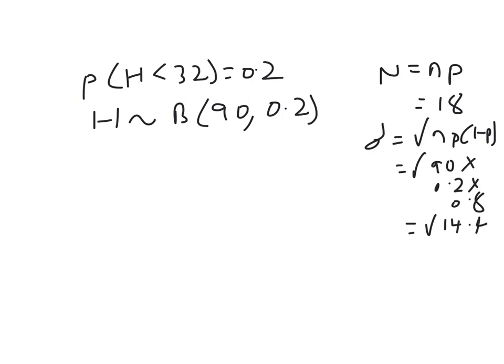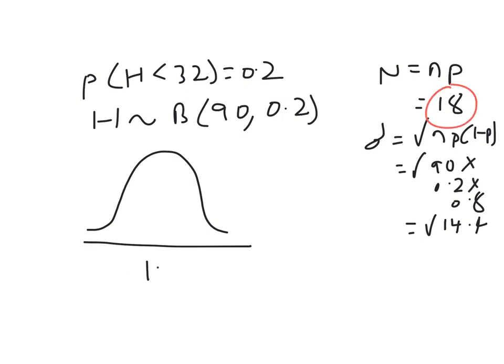So what we're going to do is have an approximation here, and we're going to have a normal distribution approximating these 90 events. The mean is 18, so that means this number here is 18. The standard deviation is the square root of 14.4. And we want the probability that more than 19 of these 90 tennis balls have a height of less than 32.